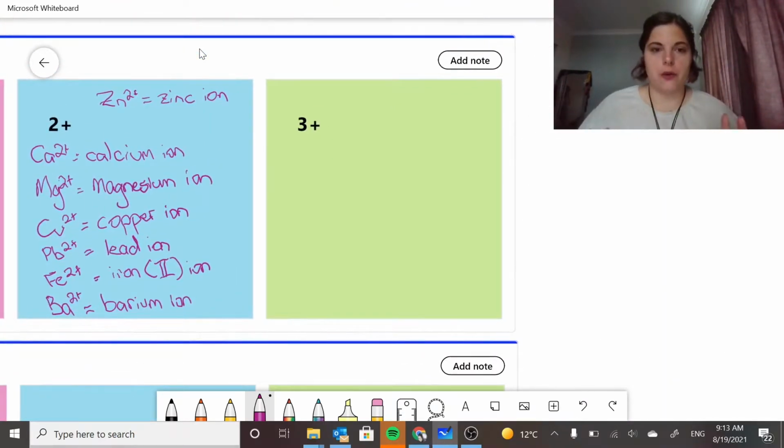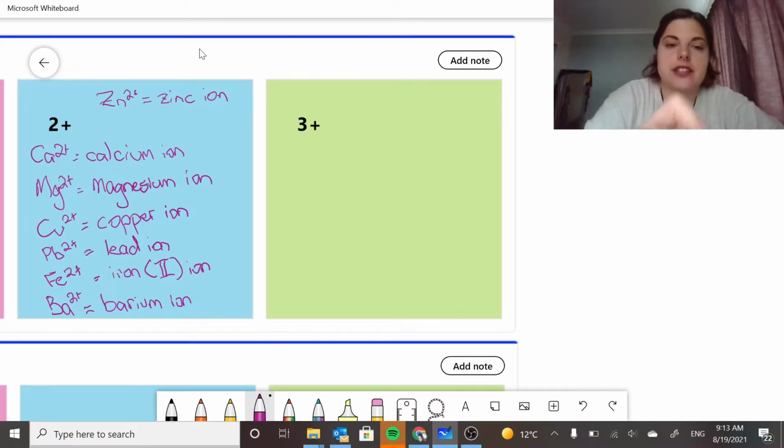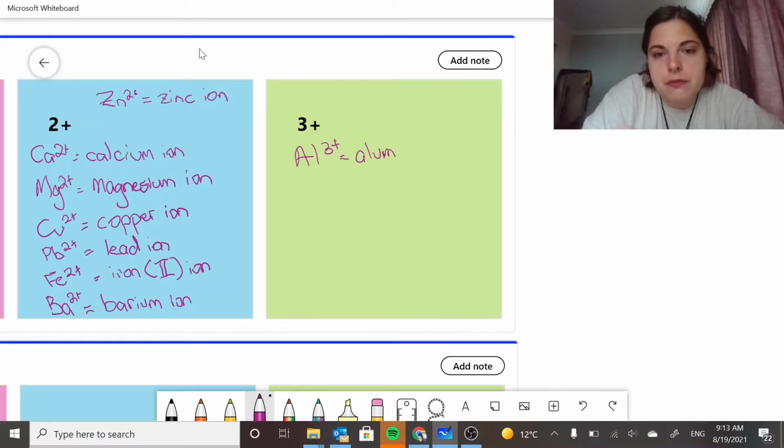So now our last group of ions is the 3+ ions. Well, our last group of cations are the 3+ ions, and we only have 2. So we have Al3+. This is aluminum or aluminium, depending on where you're from. Aluminium ion. And then we have the Fe3+ ion.